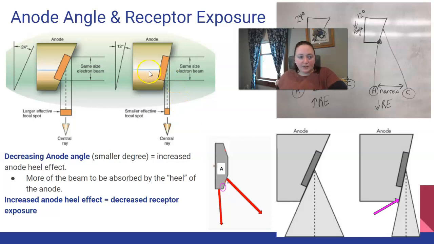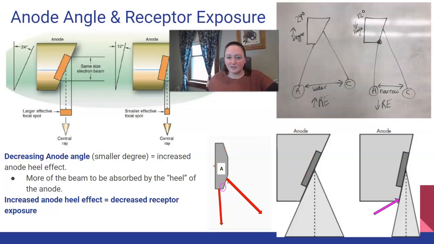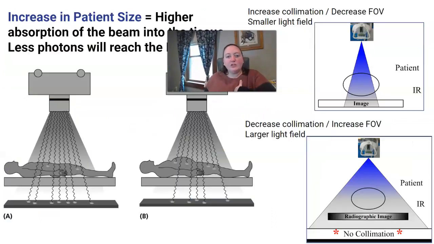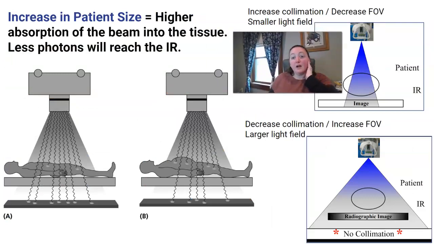When you increase anode angle, so this 24 one, the heel kicks back, it steals less, so you have a decreased anode heel effect, and you would have an increased receptor exposure. I hope that makes sense. And then these two pictures were just about patient size and collimation, right? So your asthenic patient, your thin, slender patient, more of that beam is going to pass through to your receptor. Your hypersthenic or larger patient that has more body mass is going to absorb more. So fewer X-ray photons are going to make it through.